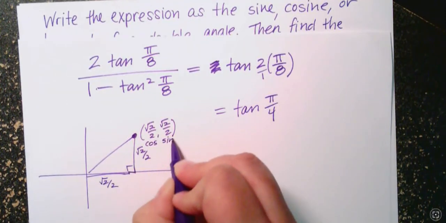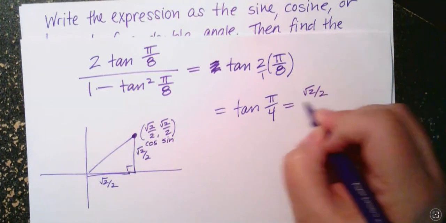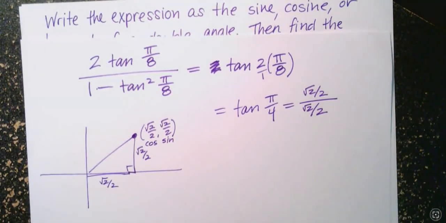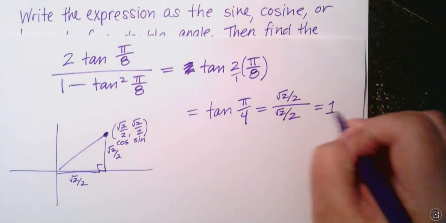So the second coordinate over the first coordinate. So that's going to be square root of 2 over 2 divided by square root of 2 over 2. I really didn't even need to write that because anytime you divide some number by itself, you get 1.